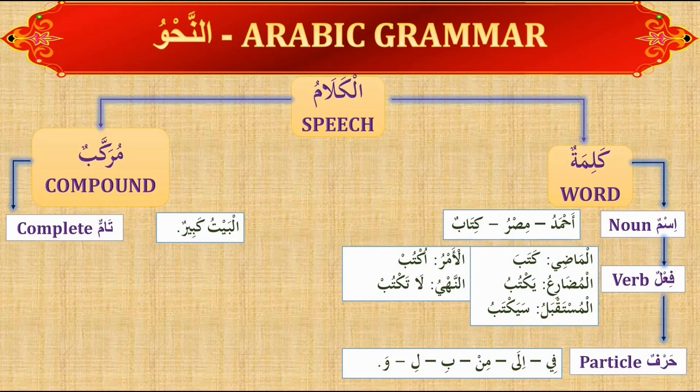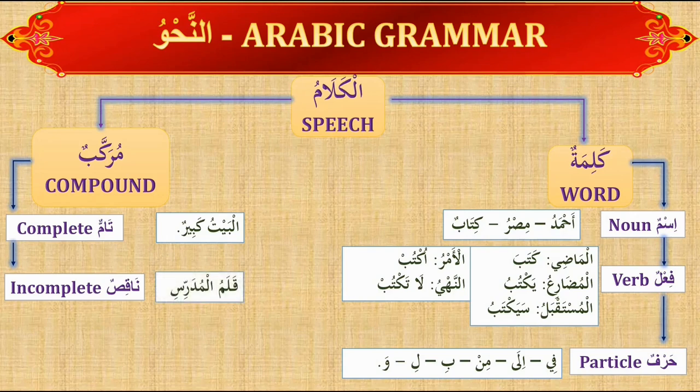The second type of مركب is ناقص. It refers to a phrase or part of sentence. It does not convey a complete meaning. Example: قلم المدرس. The teacher's pen.